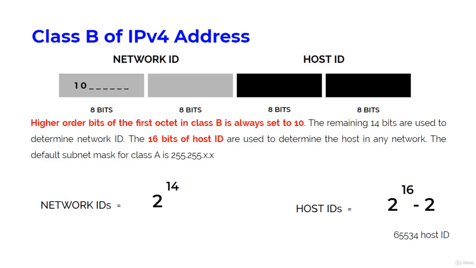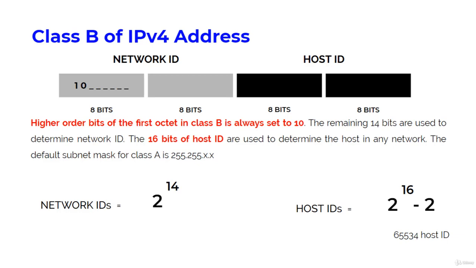The next is class B. IP addresses belonging to class B are assigned to networks that range from medium-sized to large-sized. The network ID is 16 bits long and the host ID is 16 bits long. The higher order bits of the first octet in class B are always set to 1, 0. Therefore, there are 14 bits remaining which are used to determine the network ID. The 16 bits of host ID are used to determine the host in any network.